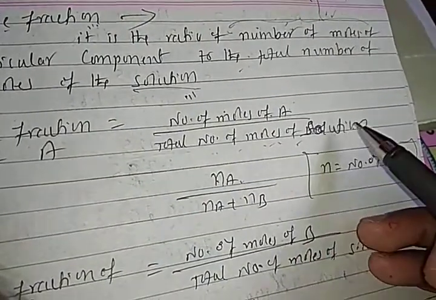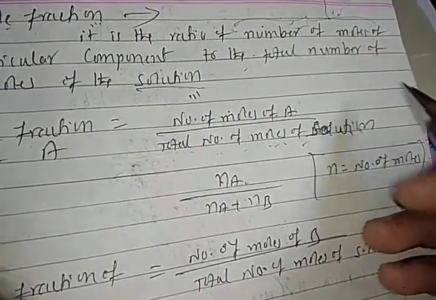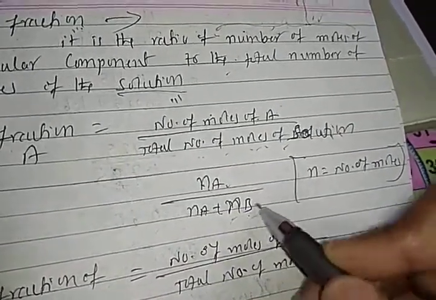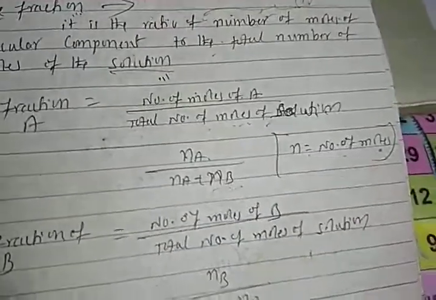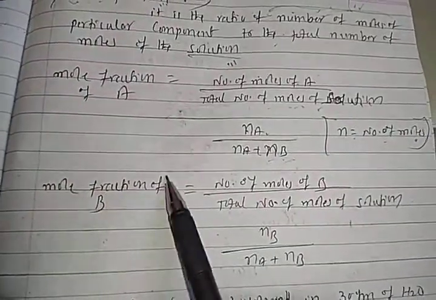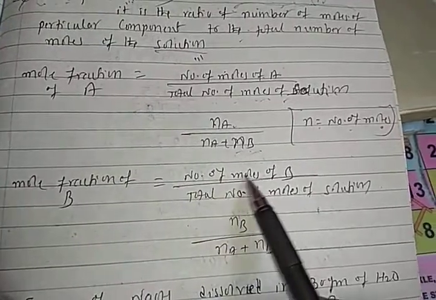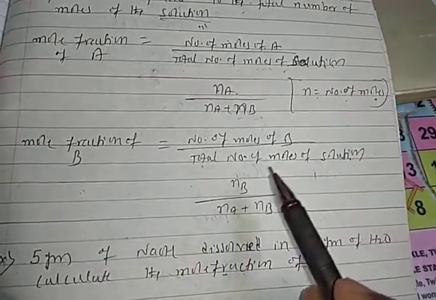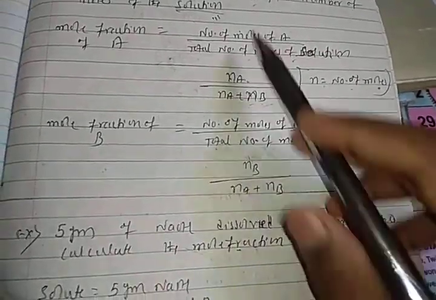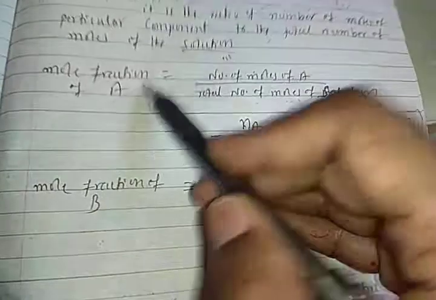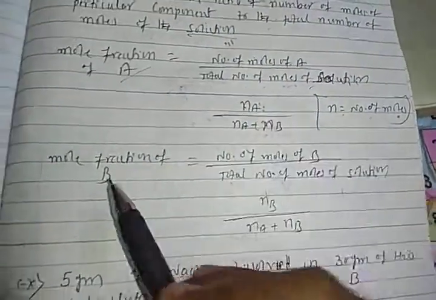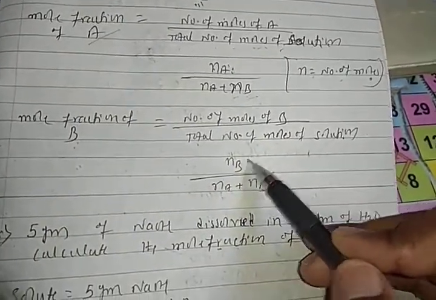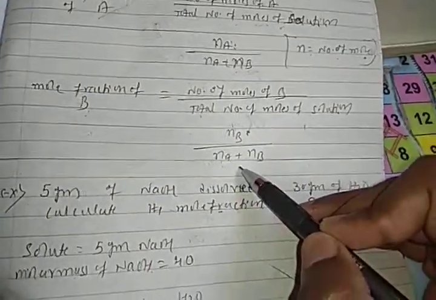Moles of solution contain solute and solvent both, so solute A plus solvent B, nA plus nB. n means number of moles. Mole fraction of B is the number of moles of B divided by the total number of moles of solution, nB by nA plus nB. Right, students? If you want to determine the solute, first use the solute moles in the numerator. If you want to determine the solvent, use the solvent moles divided by total moles of solution.